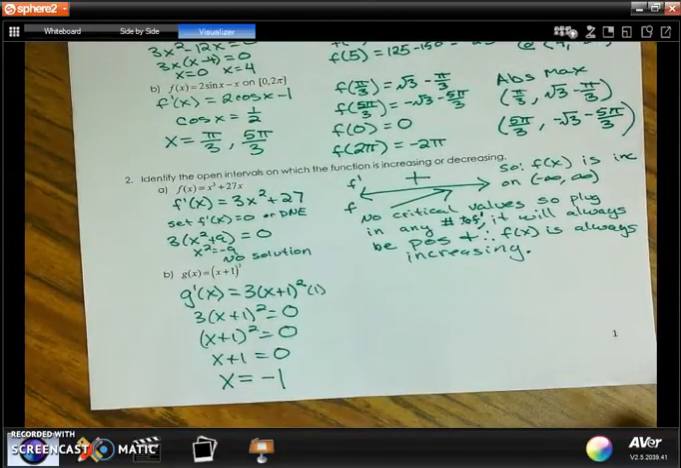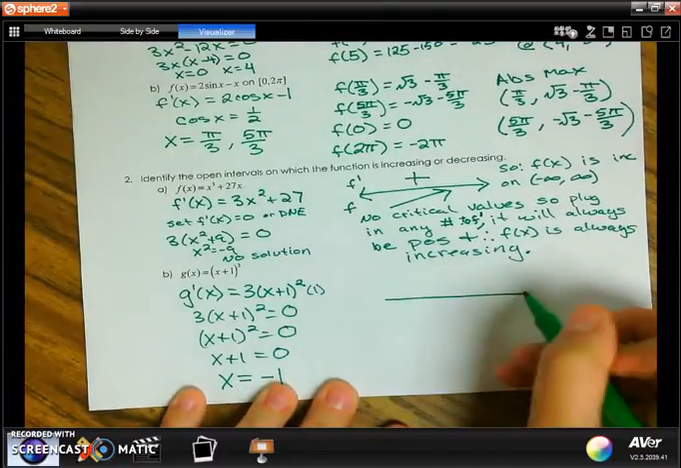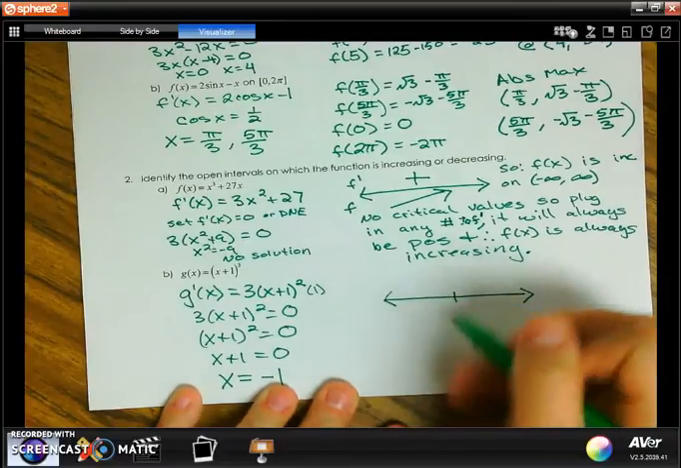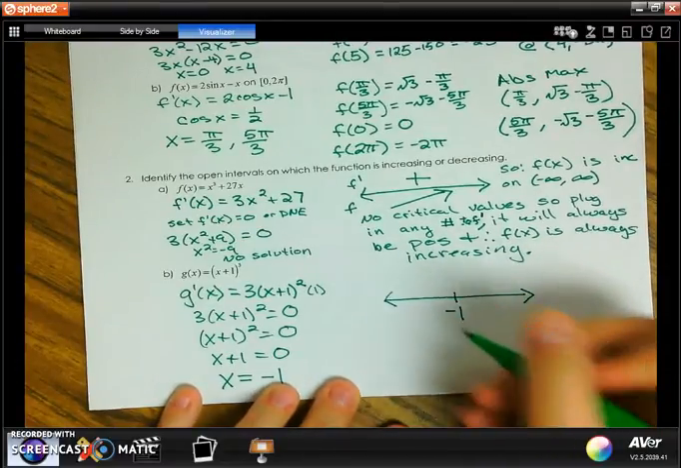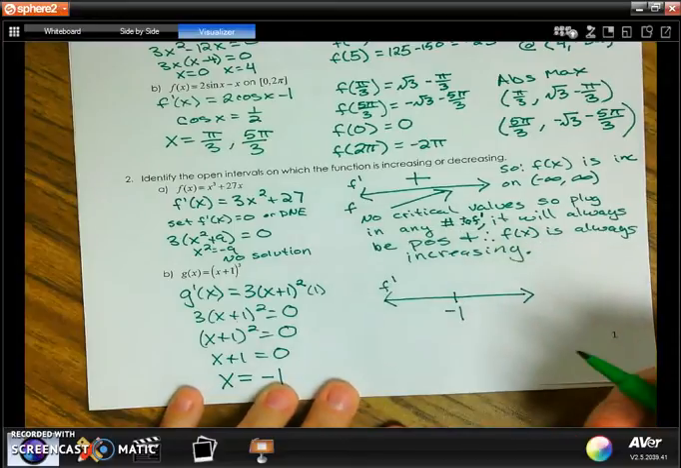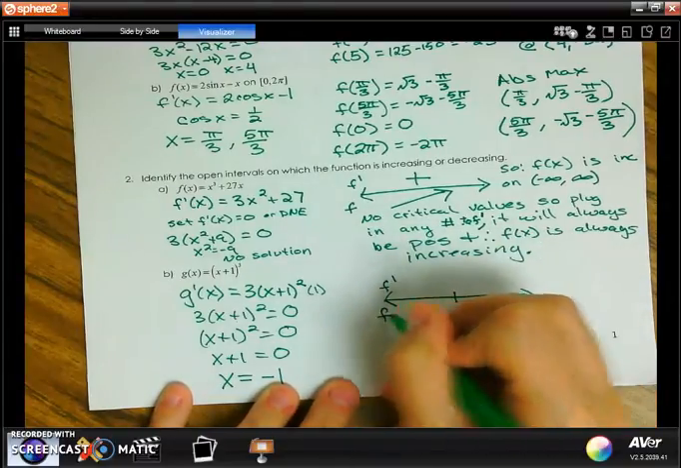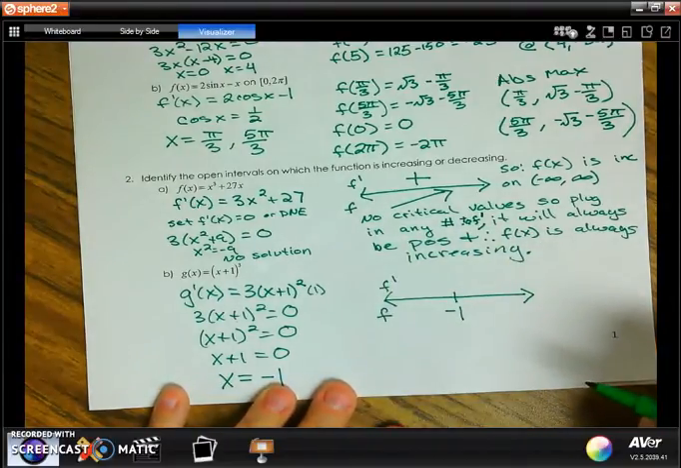And from there, we are going to use a sign chart and put it on the sign chart. Okay, so I only have one critical value, so I'm just going to stick it right there. And remember, I plug into the derivative, and I only care if the derivative is positive or negative, and that's going to tell me the behavior of the function.